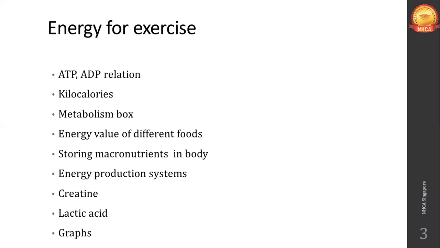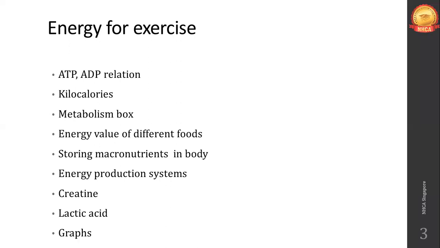Coming to the next chapter, that is your energy for exercise. What is energy? What is ATP, ADP? The relation between ATP and ADP, how they get transformed, and all the kilocalories. What is a kilocalorie? What is a kilojoule? The conversion, and the metabolism boxes which you find in blue boxes. What is metabolism?